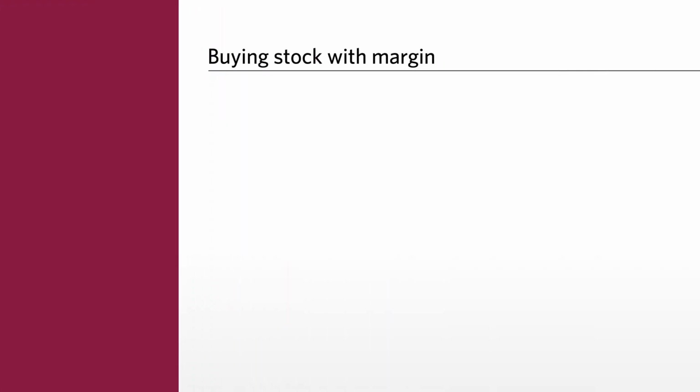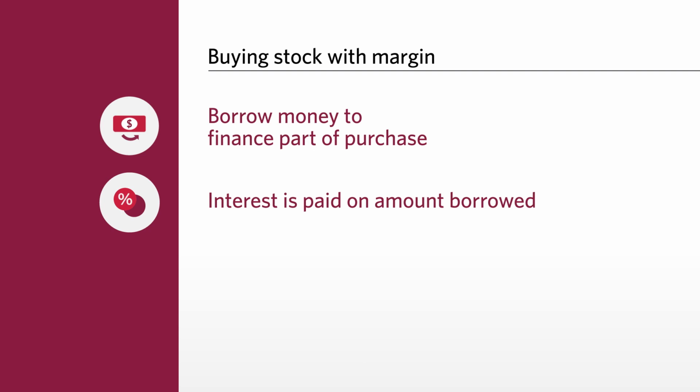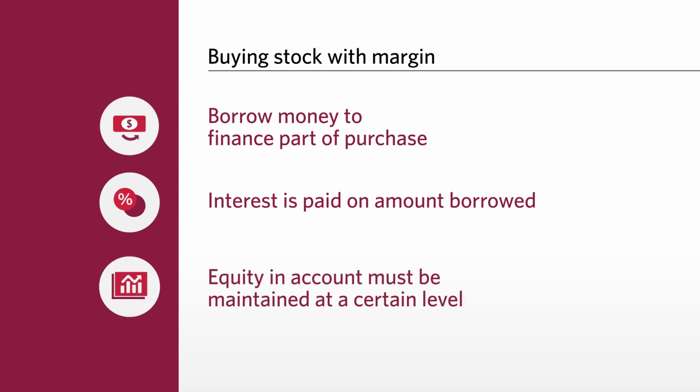When you buy stock using margin, you borrow money from Investor's Edge to finance part of the purchase. You'll pay interest for the money you borrow, but you'll also need to keep the amount of equity in your account above a certain level. Let's use some simple scenarios to see what this all means.